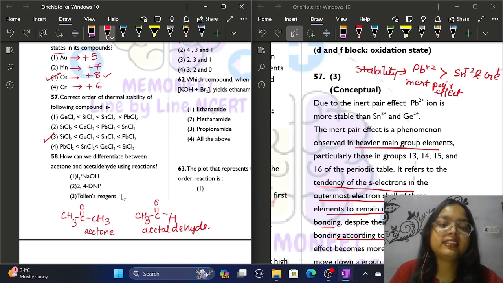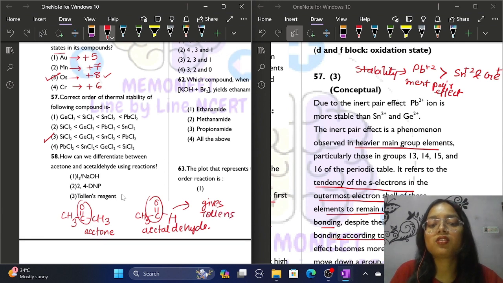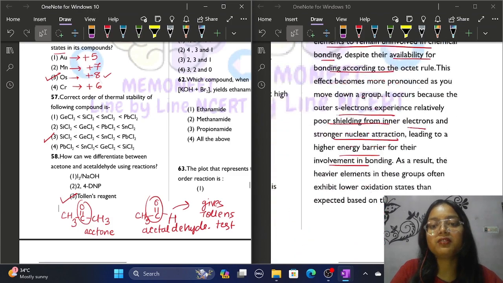Both acetaldehyde and acetone contain the carbonyl group, so which type of reaction will it show? It will give the Tollens test, commonly known as the silver mirror test. So it reacts with Tollens reagent. It will be the correct answer for question number 58.